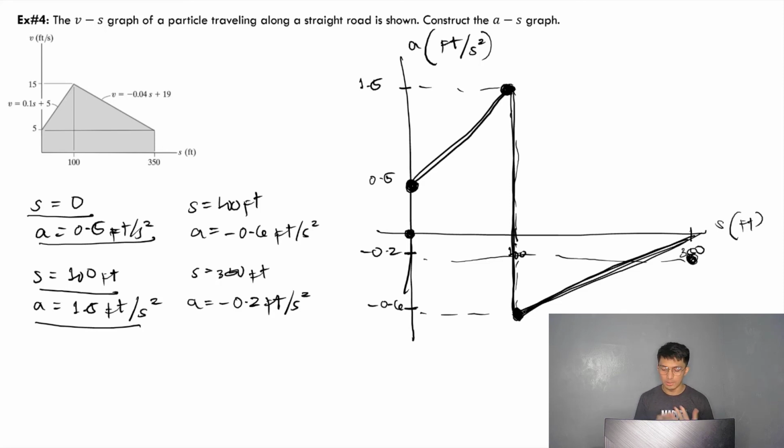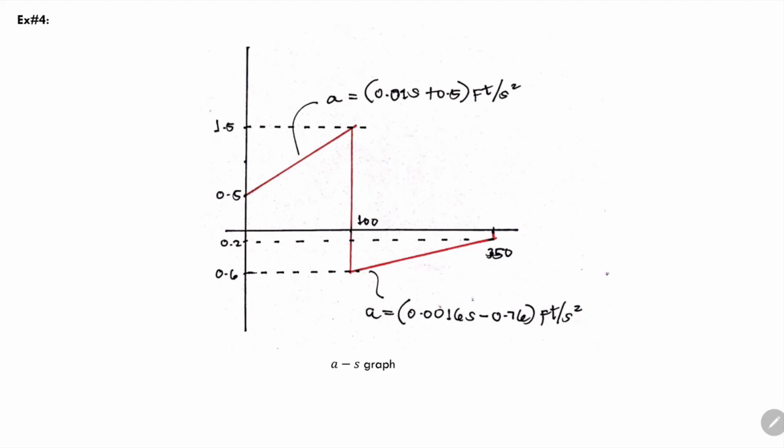Ayan po yung ating a-s graph for example number 4. So again, for a slightly clearer version of the graph, ayan. And that's all for today's video, guys. So next part for the dynamics will be about the curvilinear motion.